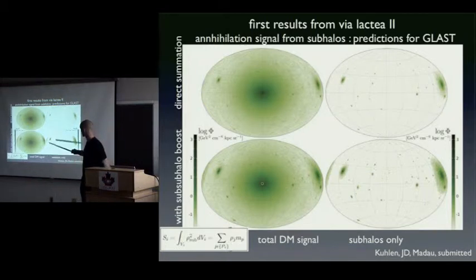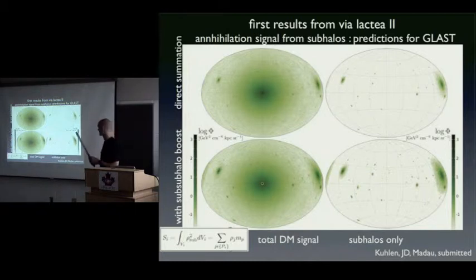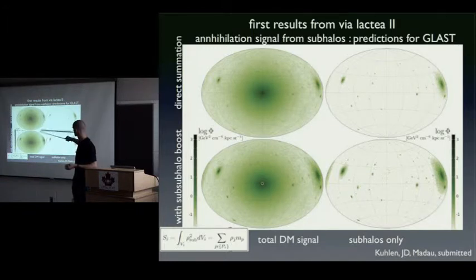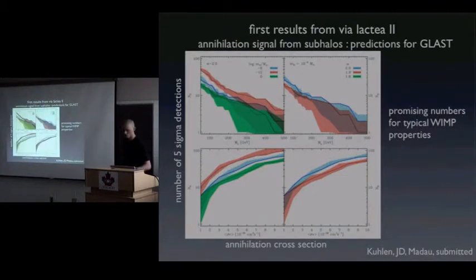Then, since we know that we don't resolve all the structures, we correct for substructures by extrapolating the subhalo abundance to smaller scales and then adding that part of the signal to the subhalo signal, which of course makes the subhalos obviously brighter from here to here. But it also makes the background brighter, which is not shown here, which is taken into account when we do the full analysis. So the full analysis takes into account that there's a lot of small-scale structure that's unresolvable. There are very small-scale structures within the subhalos. And then there are also the astrophysical foregrounds, which we take from the Galprop code.